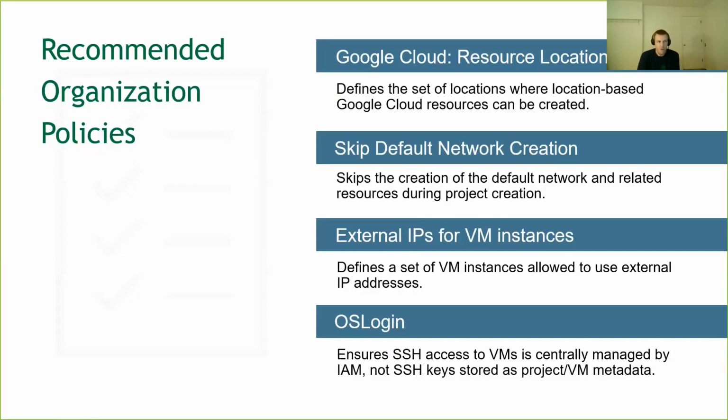Skipping the default network creation. So anytime a project is created, you're not going to create a default network and have tens, dozens, or hundreds, or even thousands of default networks out there. You're limiting it to just what you need, and probably more than likely using that shared VPC. Locking down external IPs of VM instances so you can easily centrally manage this, and then enforcing OS login as well. So locking down access to not SSH keys, but using that OS login.